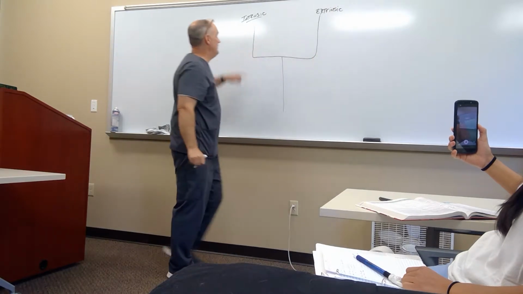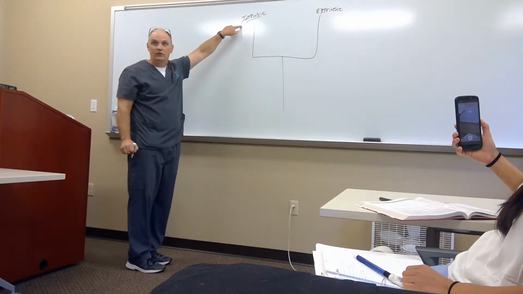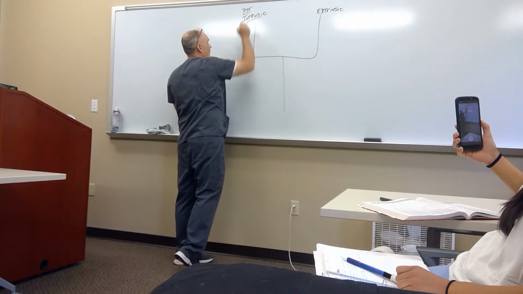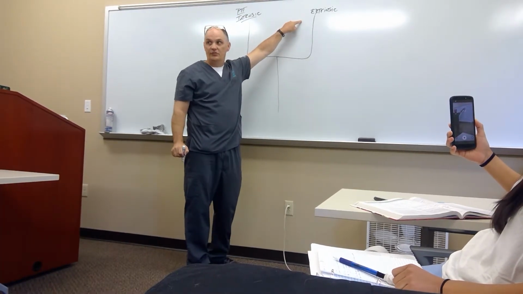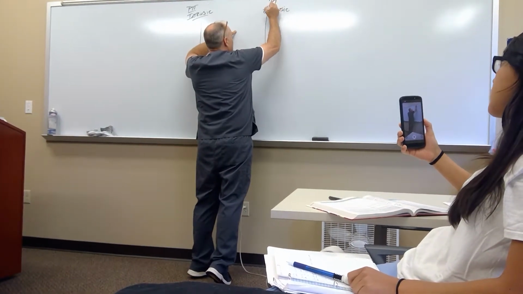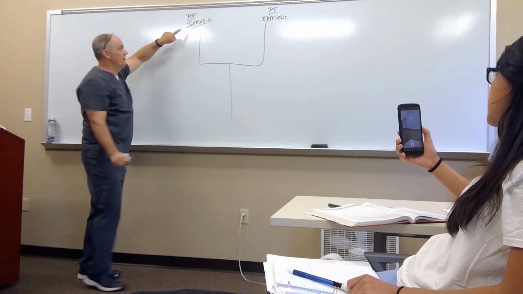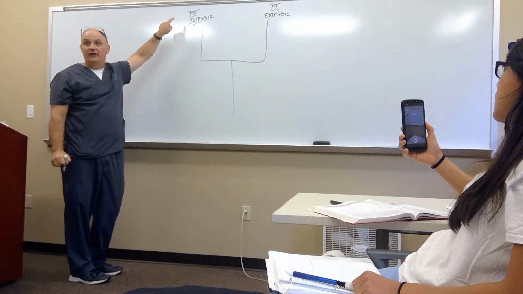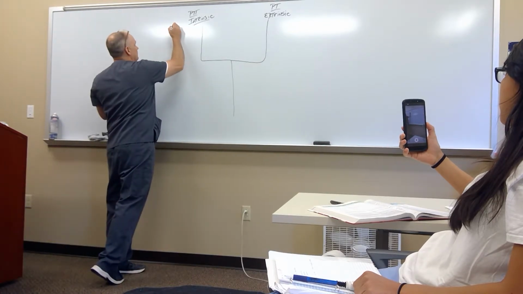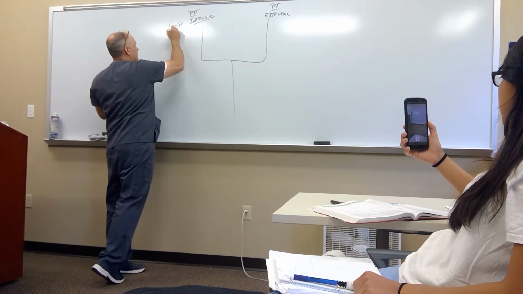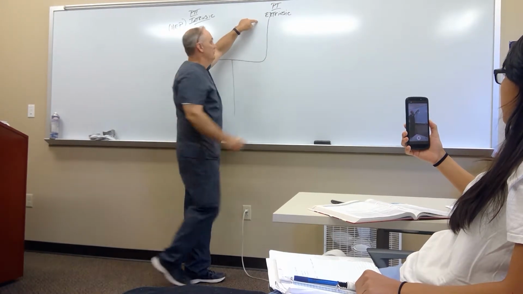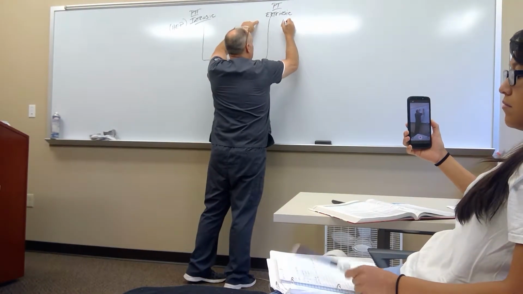Okay, tell me a test that monitors this pathway. PTT. I just want you to realize why I'm writing all this stuff. What's a test that monitors this pathway? PT, right? What is a drug or an anticoagulant that affects this? Heparin, right? What is an anticoagulant that affects this pathway? Coumadin, warfarin. Good.